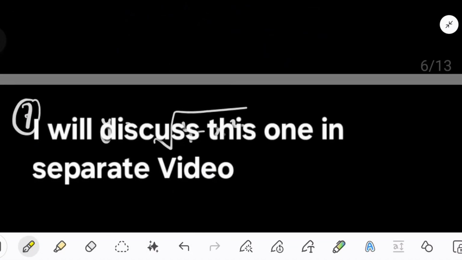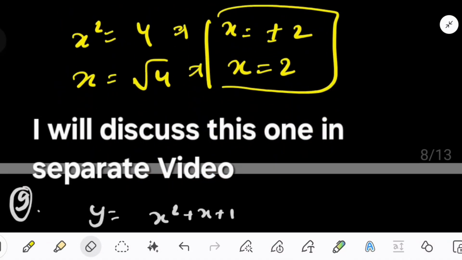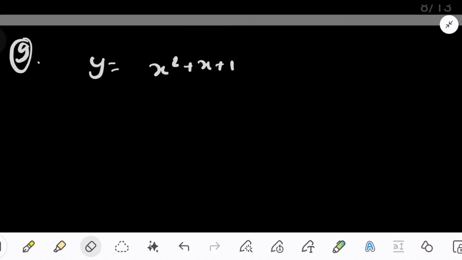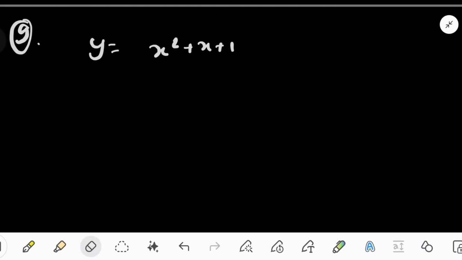Now let's see the next question. We have done this one. Now let's see this one. It is a quadratic expression. If you have studied quadratics or calculus, you can easily understand this. It is an upward facing parabola, so it looks like this. Let me draw it properly. So it looks like this, right?